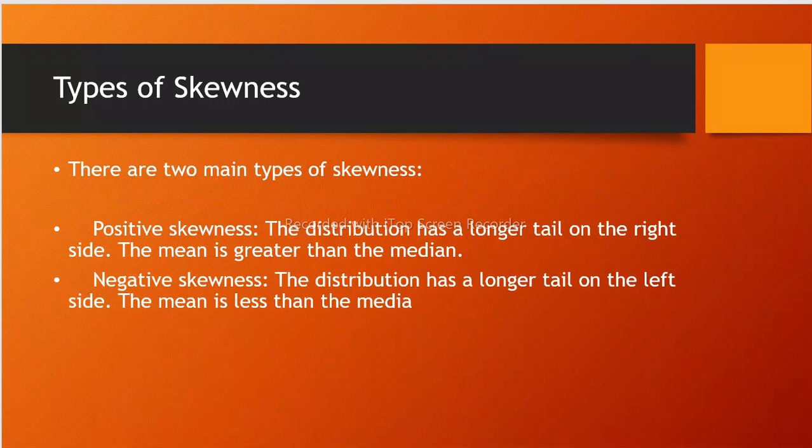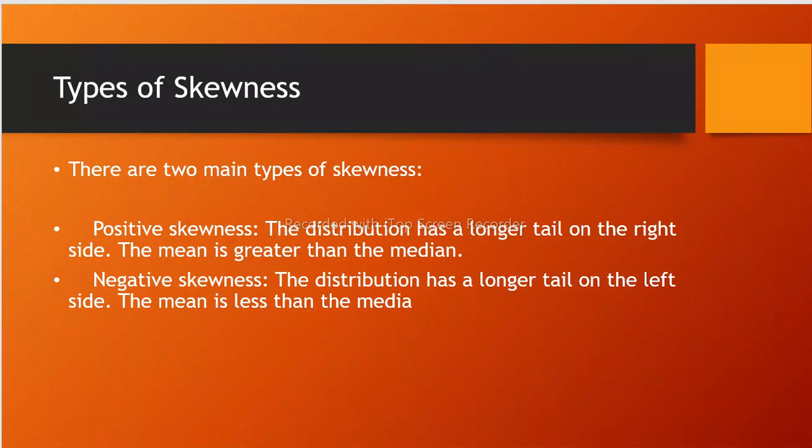Types of skewness. Skewness comes in two flavors, positive and negative. In positive skewness, the data tends to cluster towards the left side of the distribution with a longer tail extending towards the right. This means the mean, which is sensitive to extreme values, will be pulled towards the right side and be higher than the median.